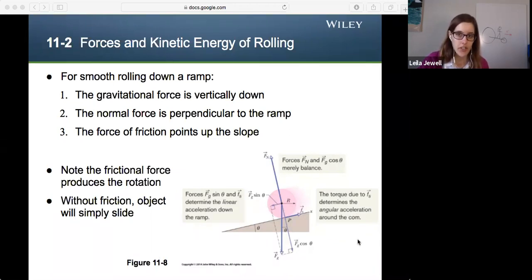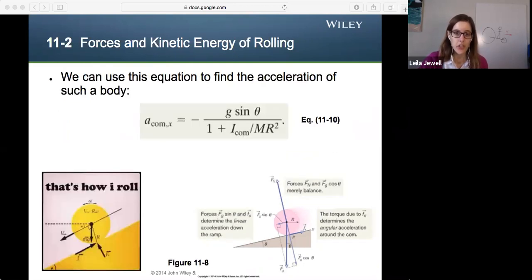And the book has a lot of details on this derivation. I'm going to skip over them for now and just note that we can use all those equations together, the net force and the net torque equal to I alpha, to find the acceleration of an object rolling down a ramp. And it's equal to negative g sine theta divided by 1 plus I center of mass divided by m r squared. This tells you how an object will accelerate if it is rolling down a ramp as opposed to just sliding down a ramp.